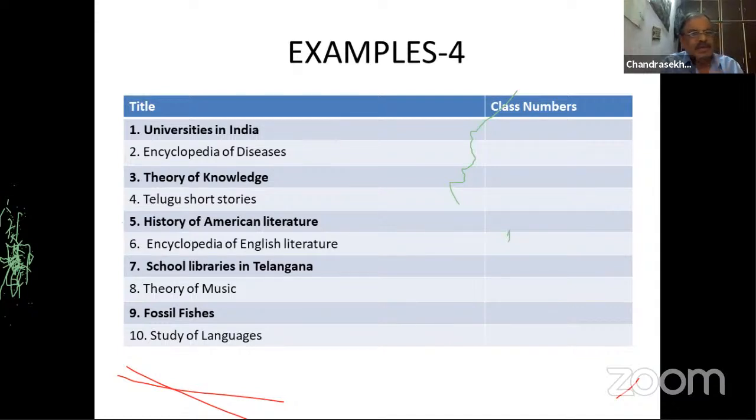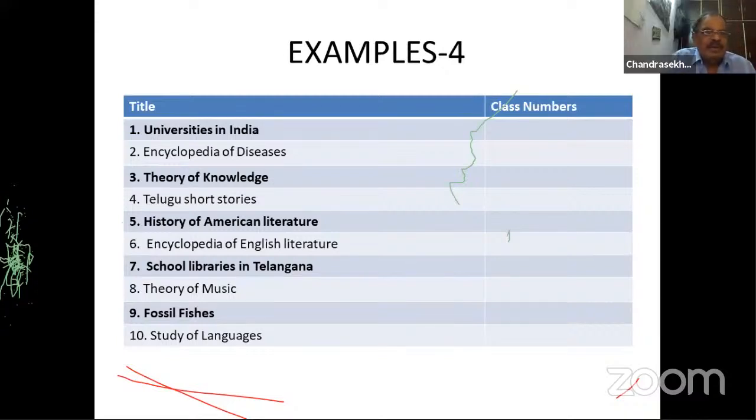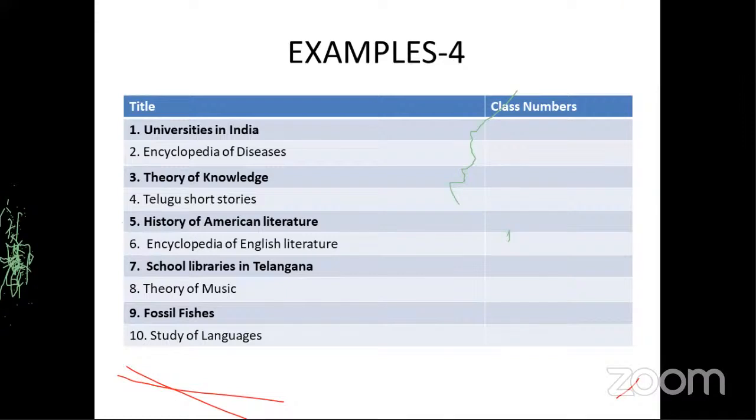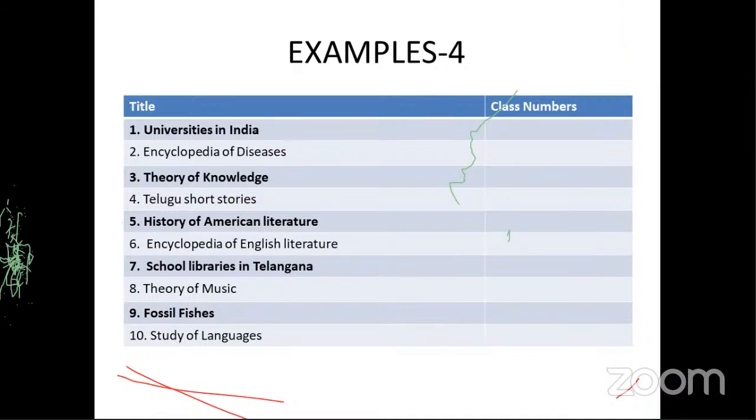Then fourth title is Telugu short stories. Telugu. Yeah, what is it, language or literature? Sir, here directly we should write 1 to 1, sir. Yes, that's all. Okay, sir. Please mute yourself. Children are making noise.